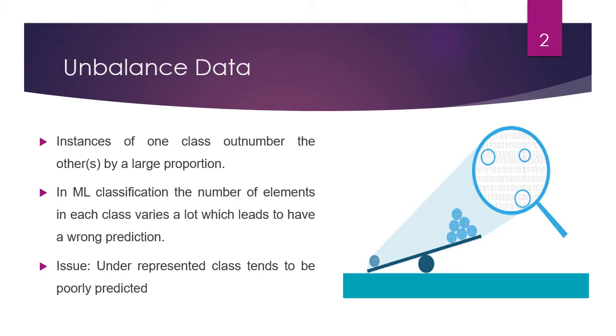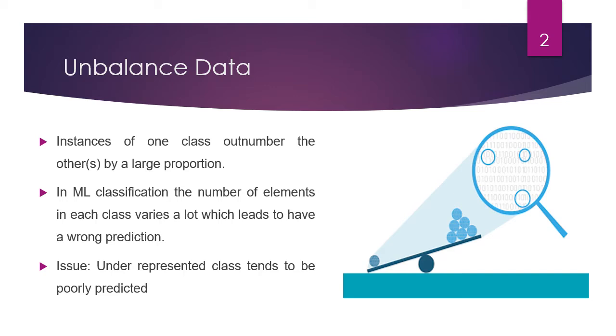So, what is unbalanced data? Data is said to be imbalanced when instances of one class outnumber the others by a large proportion. Learning classifiers from imbalanced data is a very important topic. Sometimes in machine learning classification, the number of elements in each class changes a lot, which can lead to a wrong prediction.